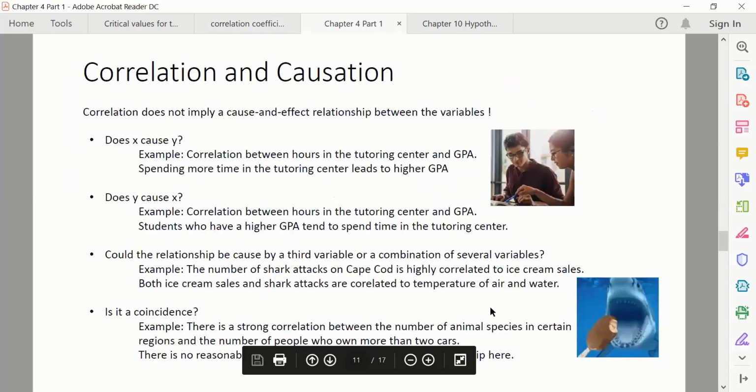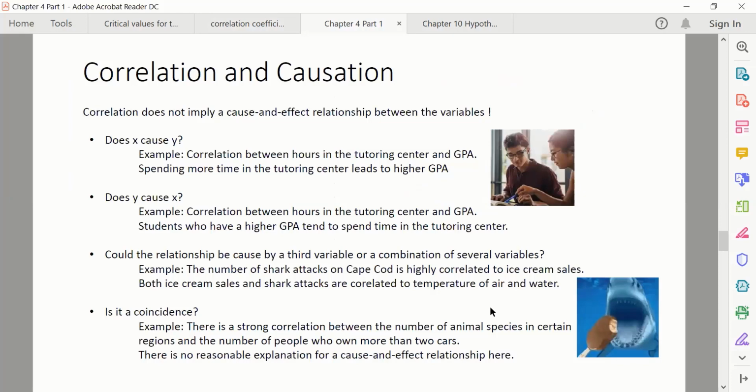So let's talk a little bit about what correlation means and doesn't mean. Correlation does not mean that one thing causes another. It doesn't mean a cause and effect relationship between the variables. So there are 4 possible things. It could be that X does cause Y. For example, there's a correlation between the hours in the tutoring center and GPA. Could mean that spending more time in the tutoring center leads to a higher GPA. That's a reasonable expectation. Or it could be the opposite.